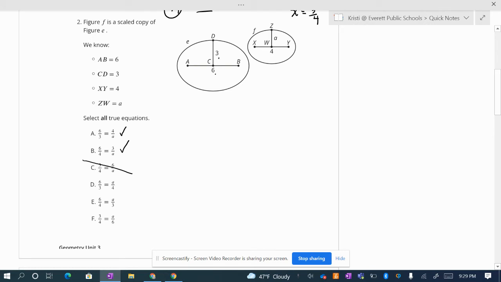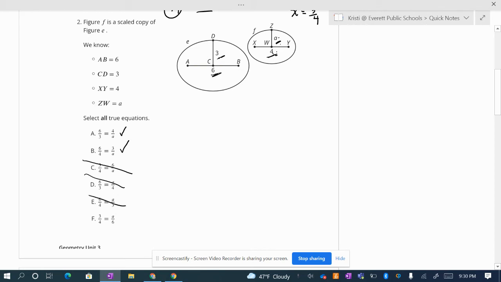6 is to 3 as A is to 4. Well, they went the wrong order. They went horizontal is to vertical as vertical is to horizontal line. No. Then they're asking, how about 6 is to 4? Okay, so horizontal is to horizontal. But then they started with the small guy and went as A is to 3. So they went big to little, little to big.